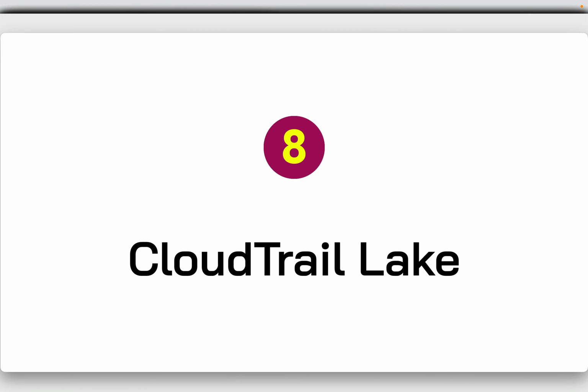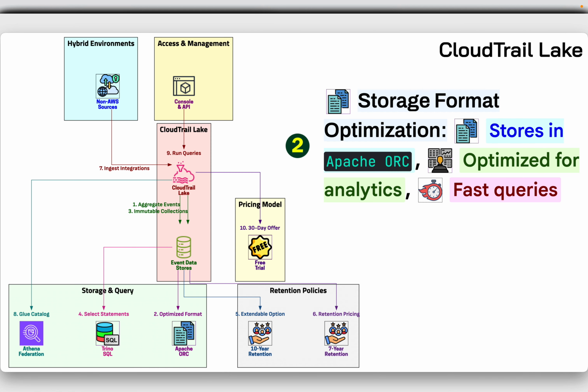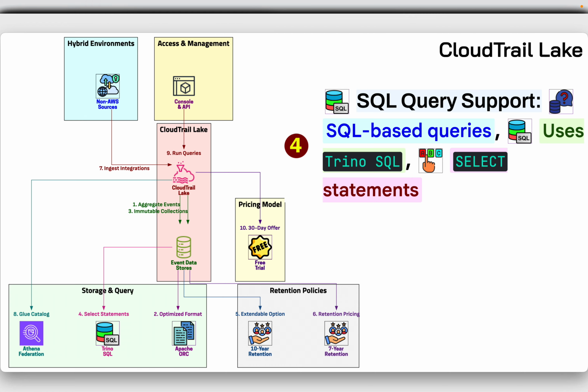Eighth topic is CloudTrail Lake. CloudTrail Lake is a managed data lake that lets you aggregate, immutably store, and query CloudTrail events. CloudTrail Lake stores events in Apache ORC format, which is optimized for fast analytical queries. Events in CloudTrail Lake are stored in event data stores, which are immutable collections of events. CloudTrail Lake supports SQL-based querying using Trino SQL select statements.